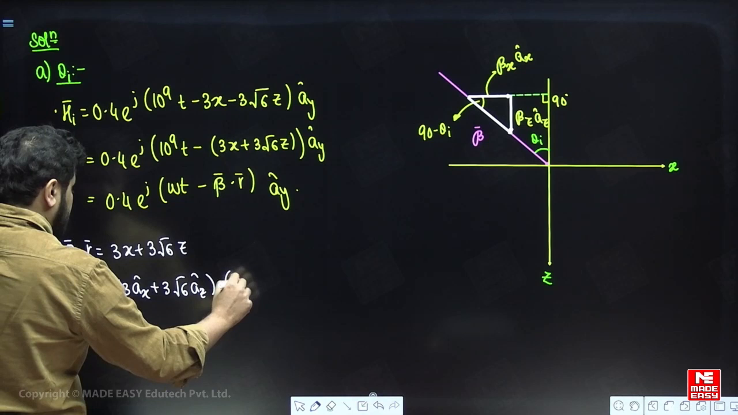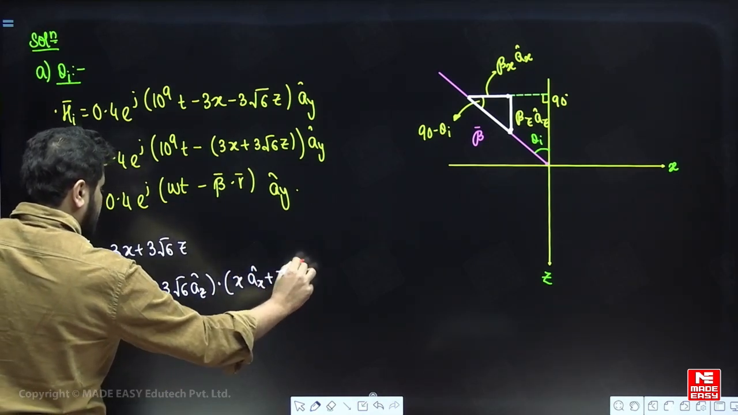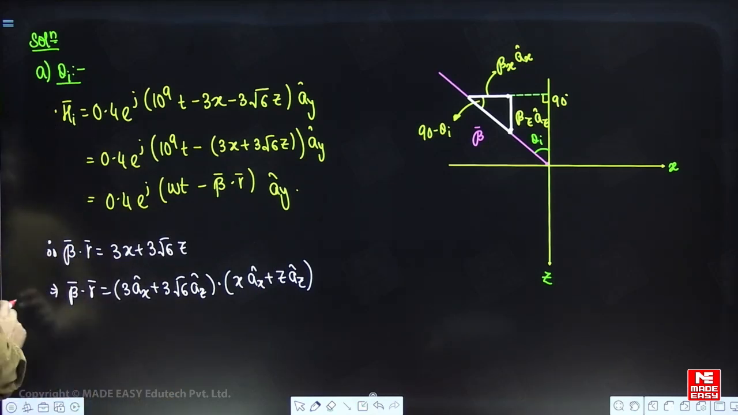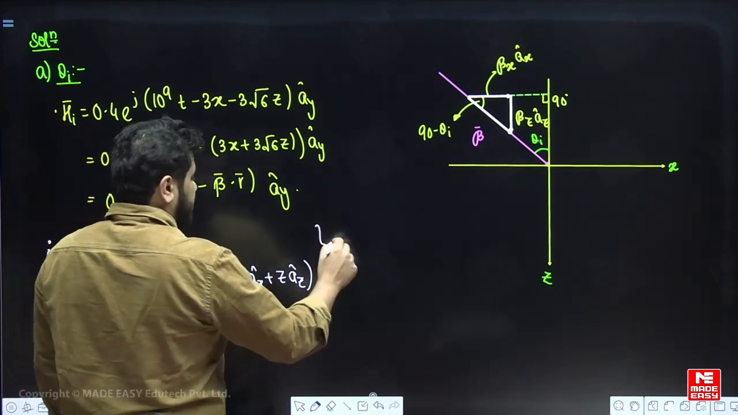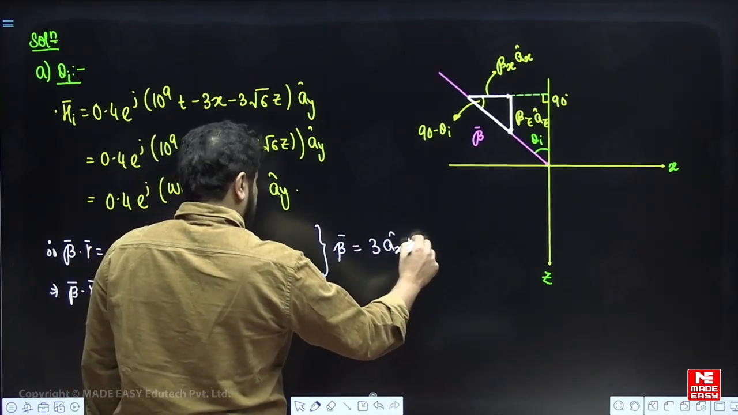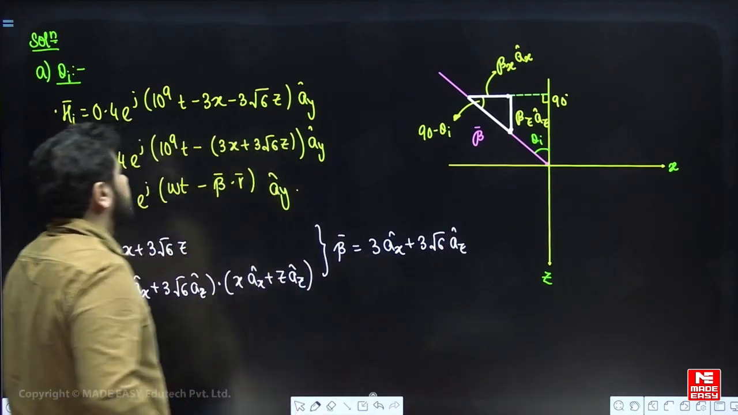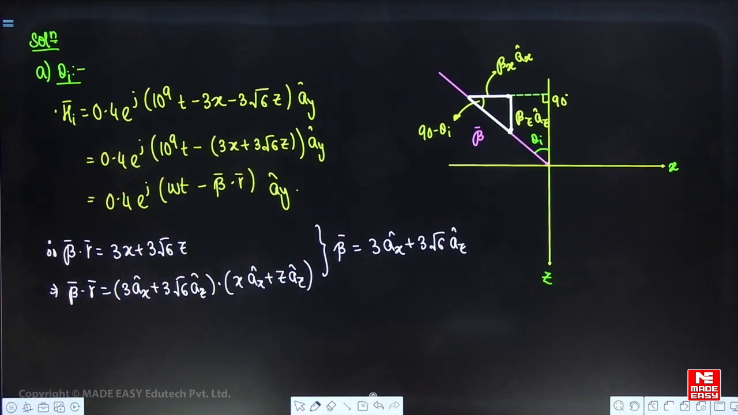The r vector is x ax plus z az. Can I write it like this? So from here I can get the value of the beta vector. Beta vector is how much? 3ax plus 3√6 az, right? I am showing you the solution elaborately, not using any kind of shortcuts. I am just giving you the conventional approach, because to practice you should have each and every point clear. That is why I am writing like this.